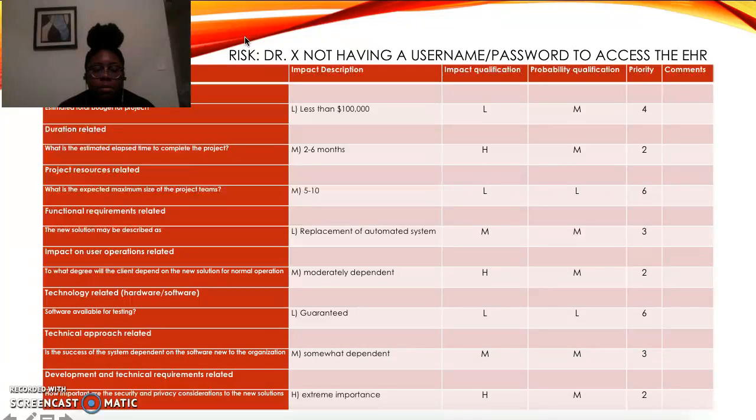Another one that is of higher priority is the solution being dependent on the client, depending on the solution for normal operation. So for the solution to him not having a username or password, he would depend on that because he would need to access the patient records. So that would be number 2 on the list as well. And the security and privacy considerations, that's extremely important. So it would score 2 on priority as well.